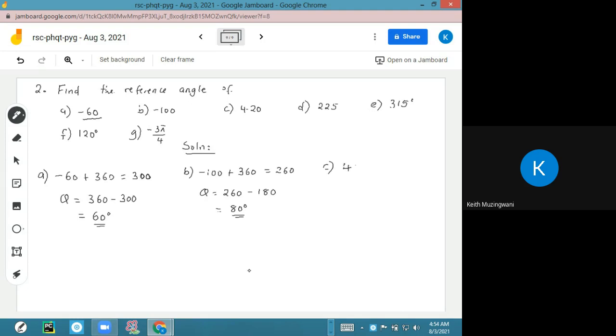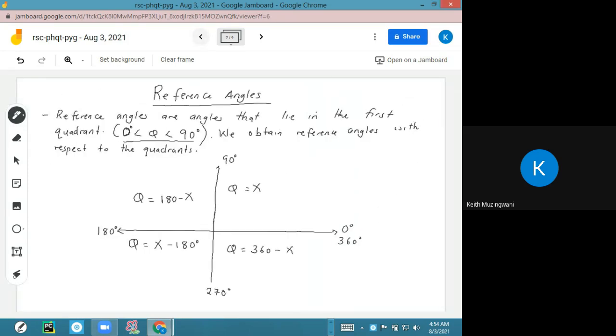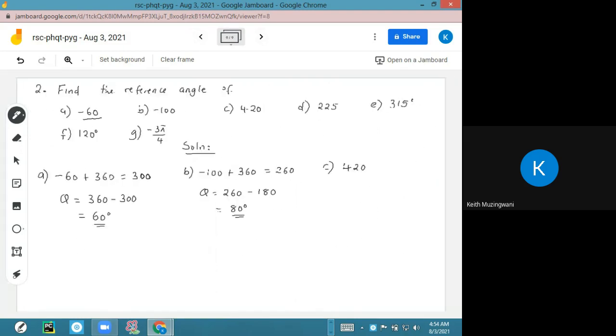420 is again not catered for in the definition of reference here. They end at 360, but they are dealing with 420. So what we do is we get its coterminal angle. So we subtract the 360 and get 60. Now what's the reference angle of 60? Because 60 falls in the first quadrant, it is 60 itself.